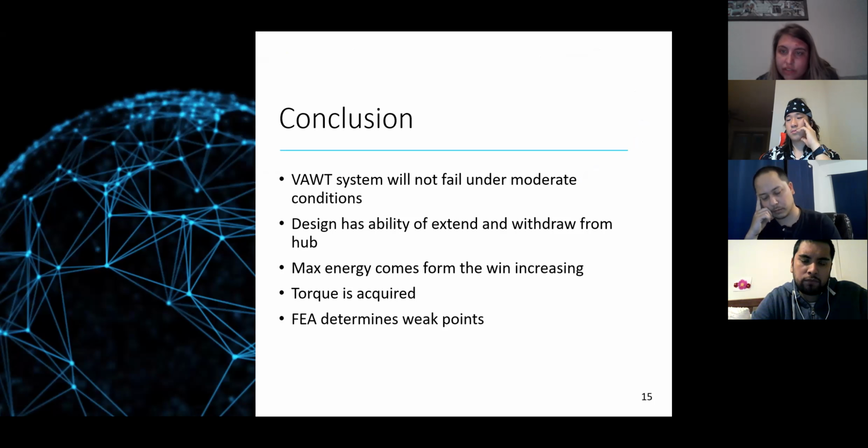This allows the turbine shaft to be optimized depending on the varied environmental conditions by allowing an increase in torque to be acquired. With our FEA analysis, we were capable of improving the design by identifying weak points. This allows us to determine increases in the size and thickness of the shafts and hub supports, and to improve the overall longevity of the system.